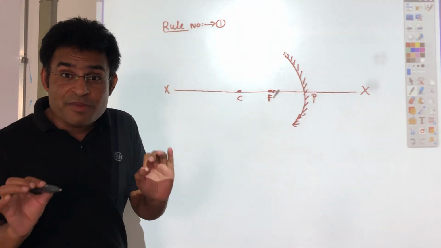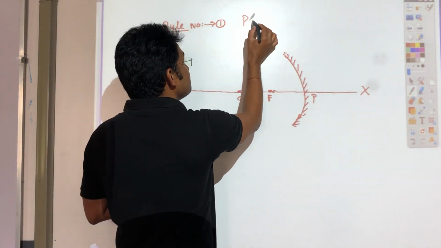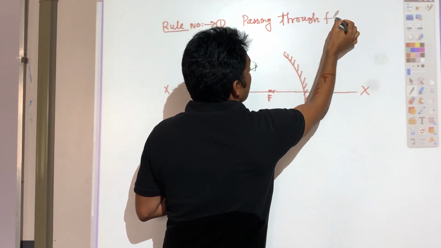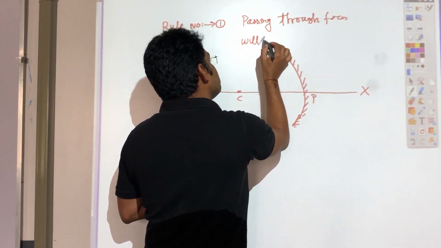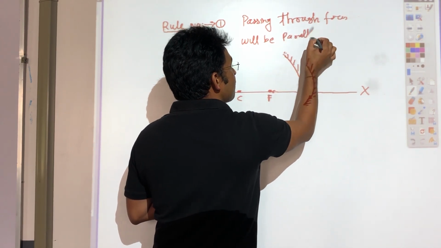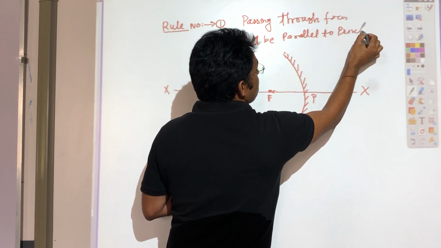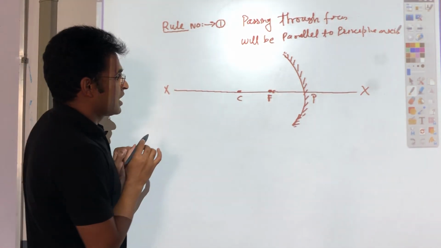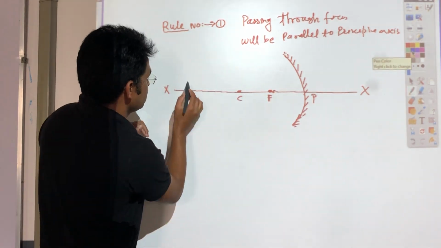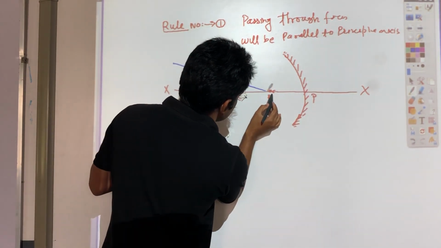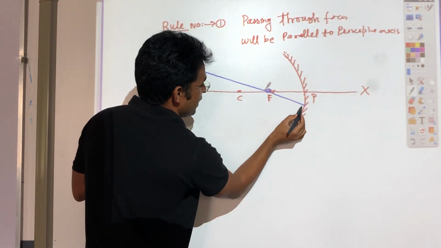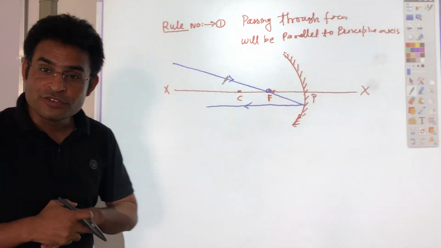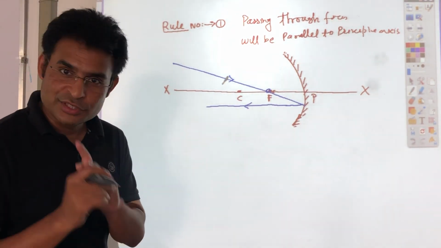I am telling you, if a line passes through focus, it will be parallel to the principal axis. If any line passes through focus, it will become parallel to the principal axis. What's the meaning of this? This line is passing through focus. If you see, this line is passing through the focus, this is the focus, and it becomes parallel to the principal axis. This is rule number 1.